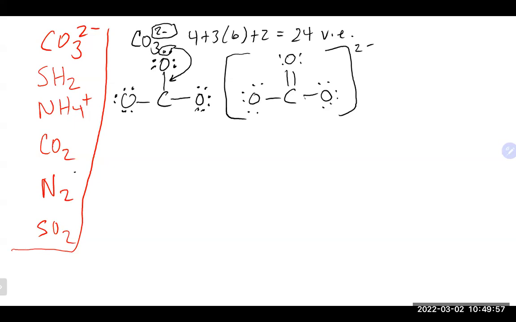Which side the dots are, truthfully, again, it really doesn't matter. Or if you're asking about the double bonded oxygens, it really doesn't matter as long as you have the correct number of dots, unless you find somebody that's super picky.